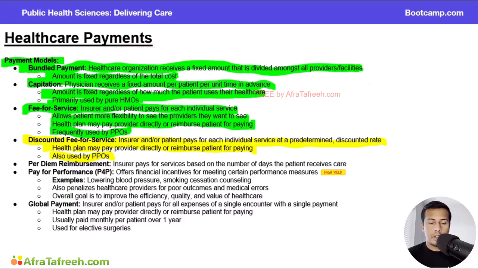The next payment model that we're going to talk about is per diem reimbursement. And per diem reimbursement is basically the insurer will pay for services based on the number of days that the patient receives care. What does that mean? Let's go through an example of that.